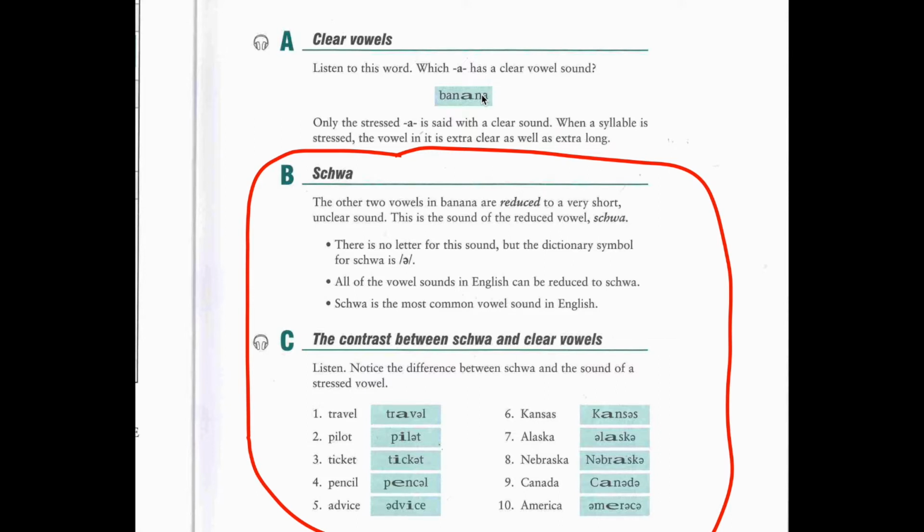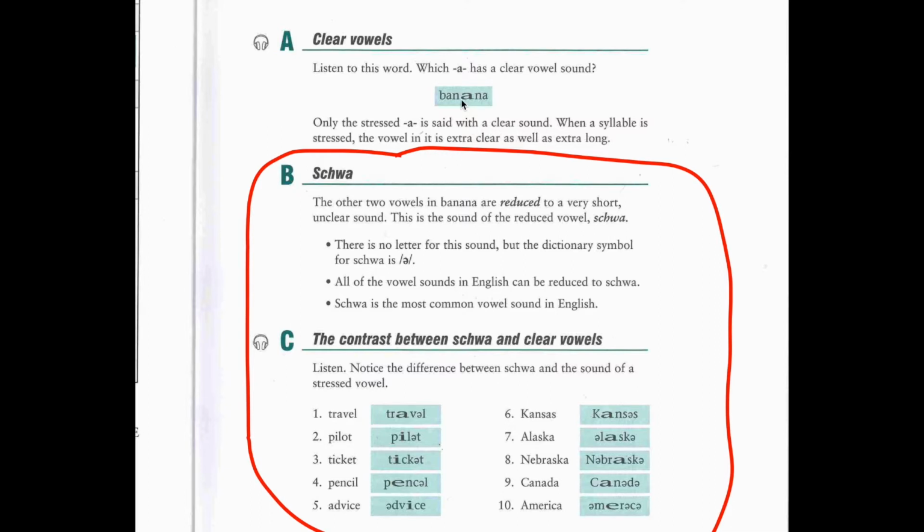Now, as we mentioned in previous videos, there is always going to be one syllable in a word that's going to sound very clear, very easy to hear. So, for example, in the word banana, say that word, banana. If you will notice, it's the second syllable that is going to have the clearer stressed sound because that is the stressed syllable. So that's going to sound very clear.